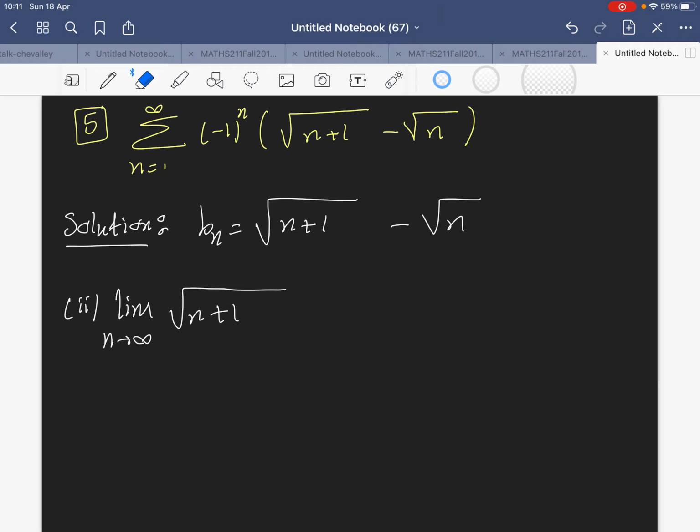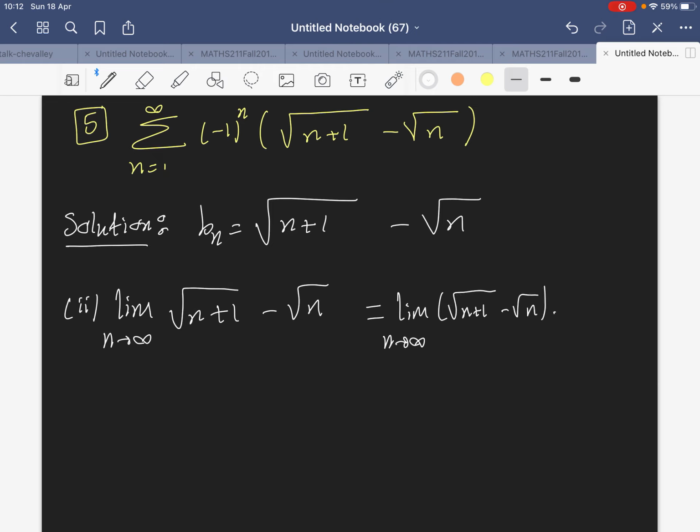Here, unfortunately, I cannot directly use L'Hopital. If you want to use L'Hopital, you have to find a denominator and a numerator, which we don't have at this time. So I will use the idea that you have seen in Calculus 1, which is multiplying by the conjugate. Sometimes this is helpful if we have root and root. It's always nice to multiply by the conjugate.